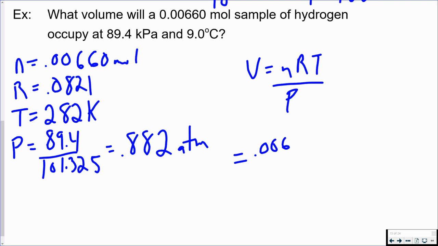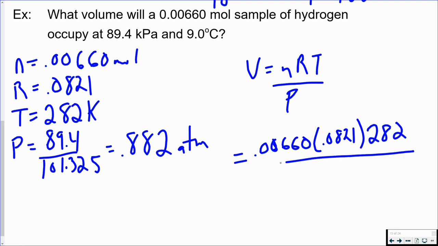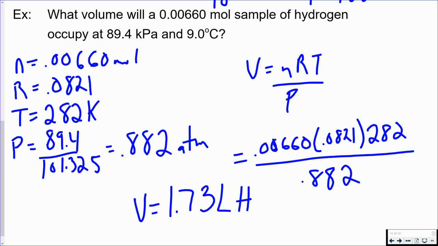0.00660, that's 0, times 0.0821 times 282 divided by our P value of 0.882. Plug it into your calculator. Multiply all the tops. Divide by our bottom. And I got our volume to be 1.73 liters H2.